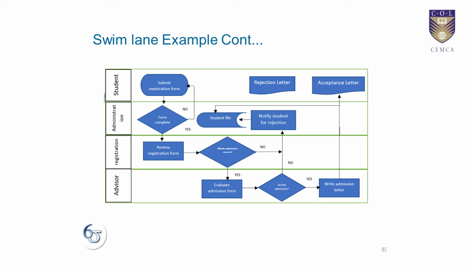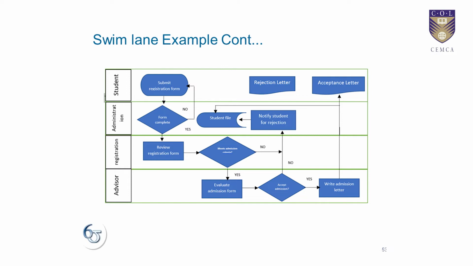Similarly, the third step is when the registration reviews the application, and if the student meets all the requirements, it goes forward. If it does not meet all the requirements, then it goes to the administration. They notify on the rejection and they send the student the rejection letter. So again it goes back to the rejection.